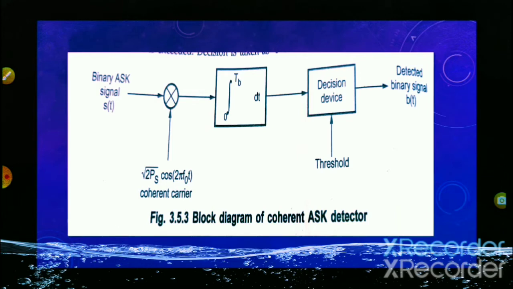The locally generated coherent carrier is applied to the multiplier. The output of the multiplier is integrated over 1 bit period. The decision device takes a decision at the end of every bit period. It compares the output of the integrator with the threshold. Decision is taken in favor of 1 when the threshold is exceeded. Decision taken is 0 if the threshold is not exceeded.